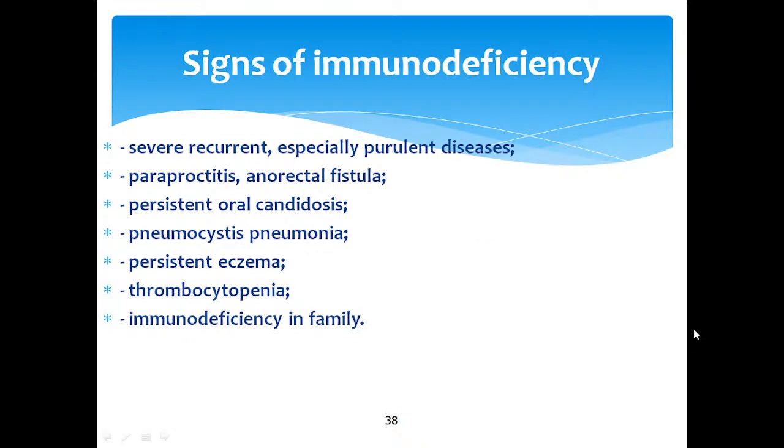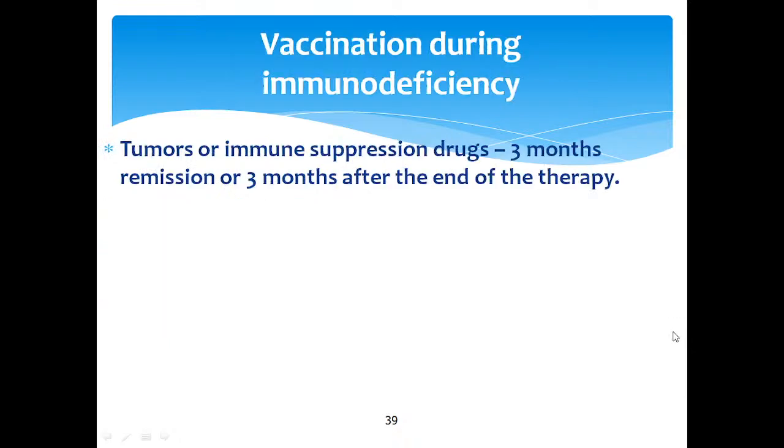Signs of immune deficiency: severe recurrent, especially purulent disease, parapractitis, anorectal fistula, persistent oral candidosis, pneumocystic pneumonia, persistent eczema, thrombocytopenia, immune deficiency in the family. Tumors or immunosuppressor drugs: after 3 months of remission or 3 months after the end of the therapy, we can vaccinate your patient.